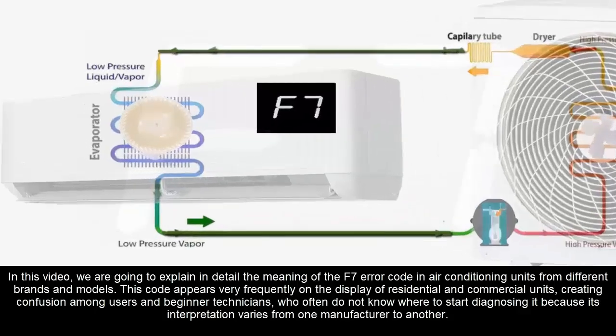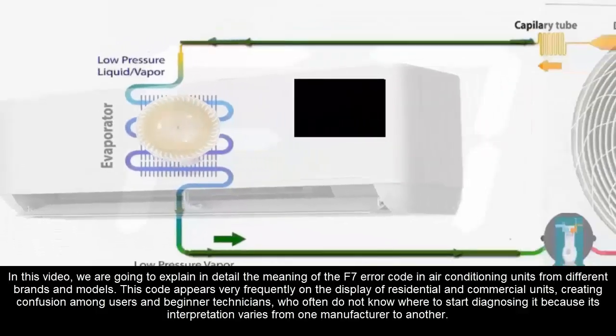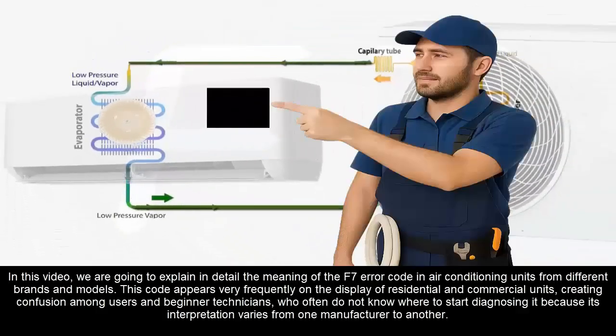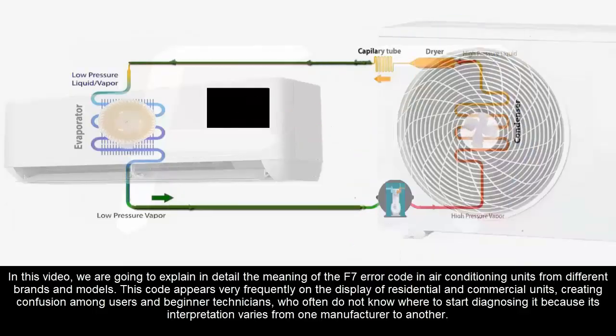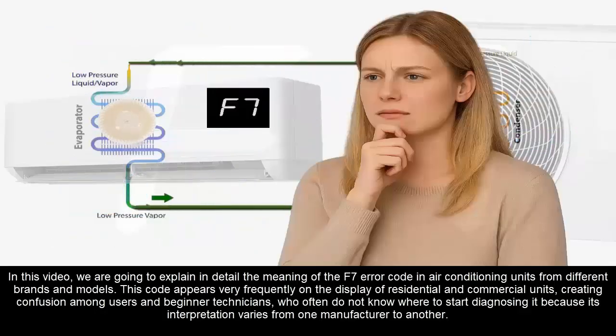In this video, we are going to explain in detail the meaning of the F7 error code in air conditioning units from different brands and models. This code appears very frequently on the display of residential and commercial units, creating confusion among users and beginner technicians who often do not know where to start diagnosing it because its interpretation varies from one manufacturer to another.